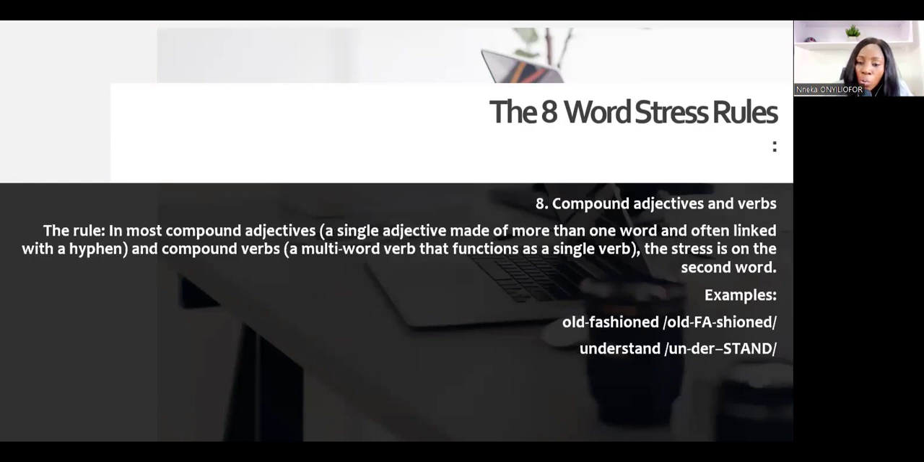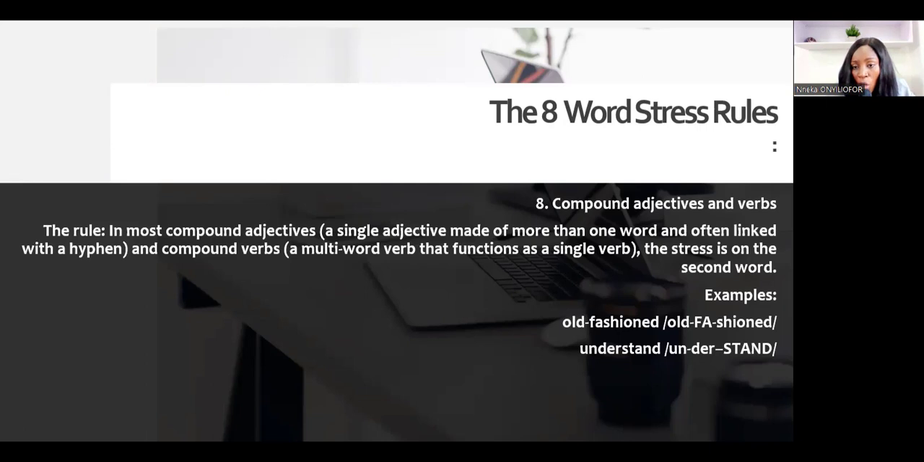Also, when you check rule number 8, it is speaking on stressing compound adjectives and verbs. We have looked at compound nouns. Let's look at compound adjectives. The rule says in most compound adjectives, a single adjective made up of more than one word is often linked with a hyphen. Compound verbs, a multi-word verb that functions as a single verb. The stress is on the second word.